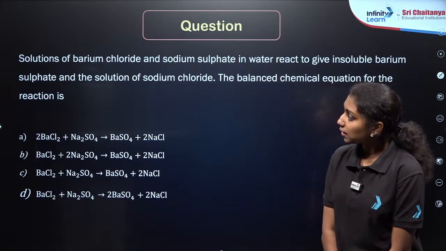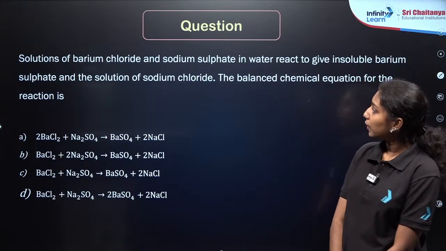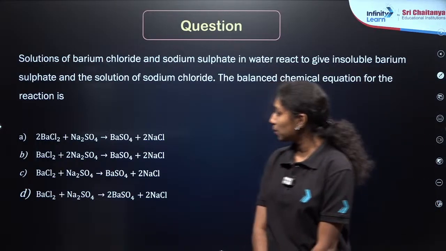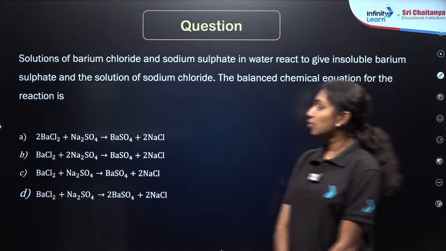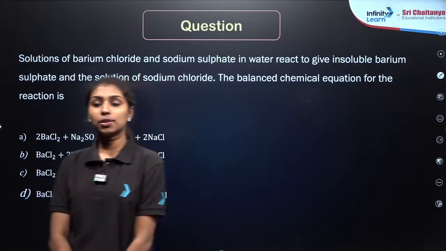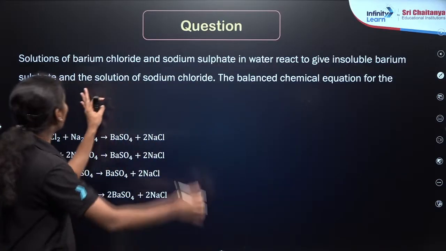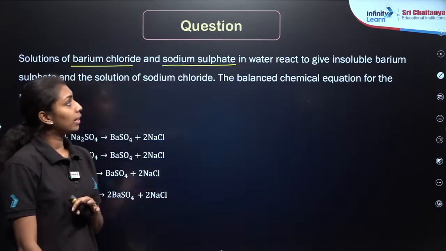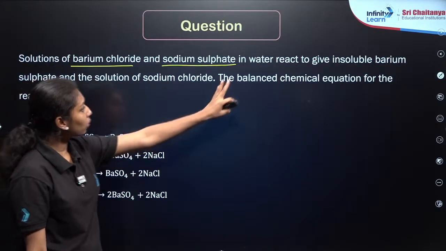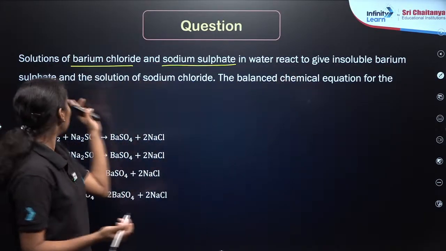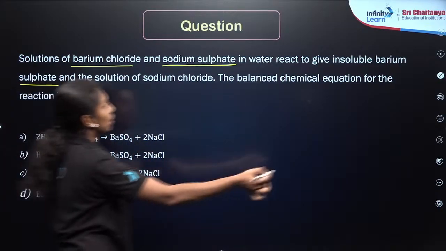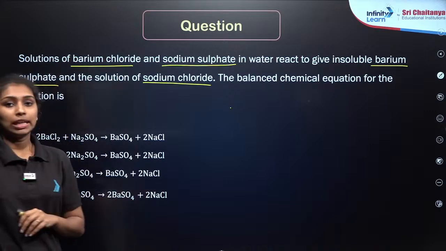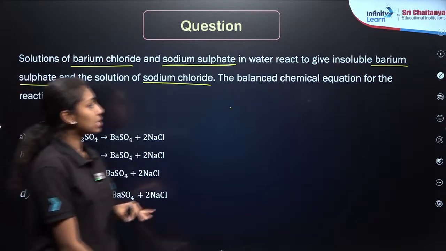So here is the next question. The solutions of barium chloride and sodium sulfate in water react to give insoluble barium sulfate and a solution of sodium chloride. The balanced chemical equation for the reaction is. Read the question properly. The solutions of barium chloride and sodium sulfate in water reacted to give insoluble barium sulfate and sodium chloride. You need to write down the balanced chemical equation for the reaction.